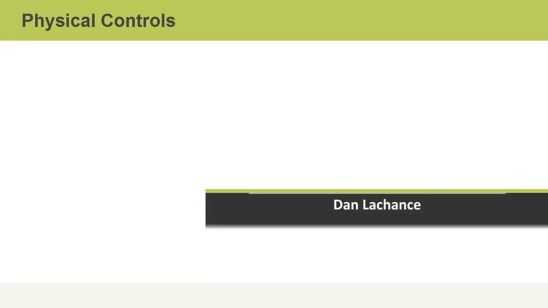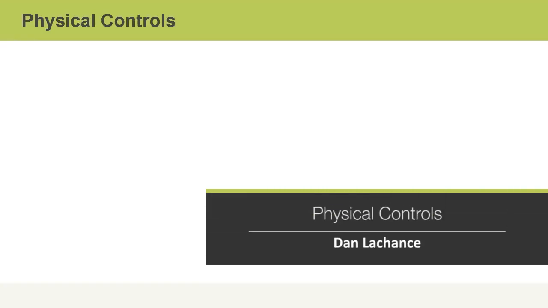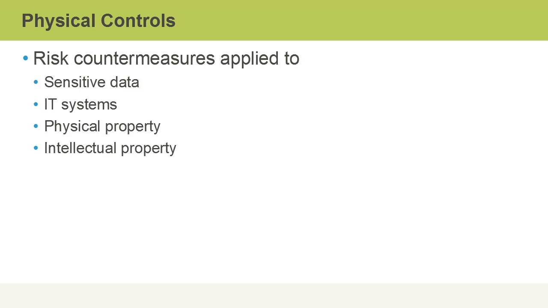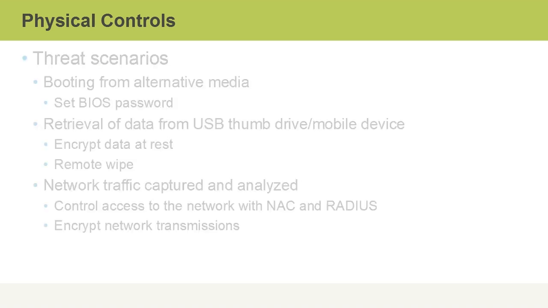In this video, we'll talk about physical controls. Physical controls is right up there alongside user awareness and training as being simple, common sense security solutions that are often overlooked. We need to think about risk countermeasures as related to physical controls so that we can protect sensitive data, IT systems, of course, physical property, as well as intellectual property.